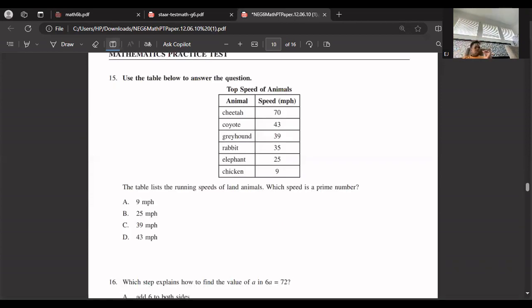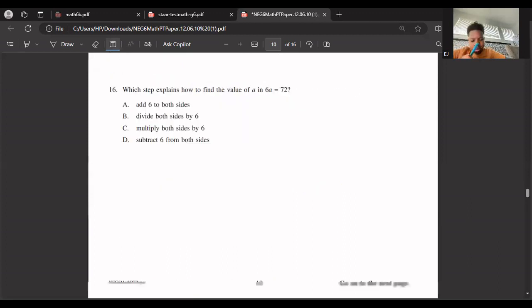Use the table below to answer the question. The table lists running speeds of land animals. Which speed is the prime number? Beautiful. You know what a prime number is. So which speed is a prime number? 43 miles per hour. Great. Remember, prime numbers are only divisible by themselves. All right, over to you, number 16.